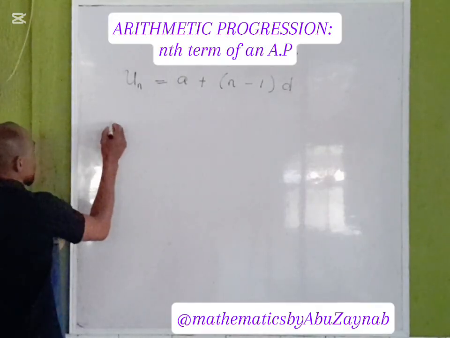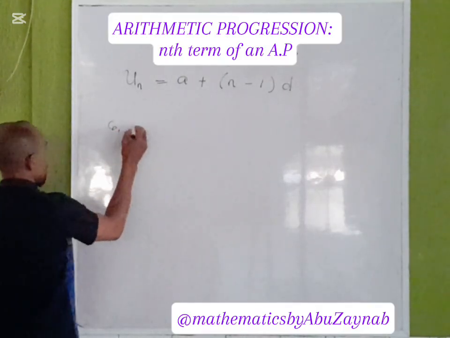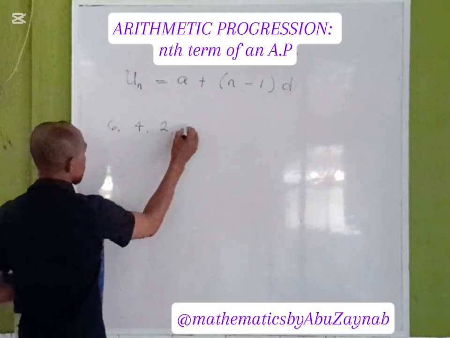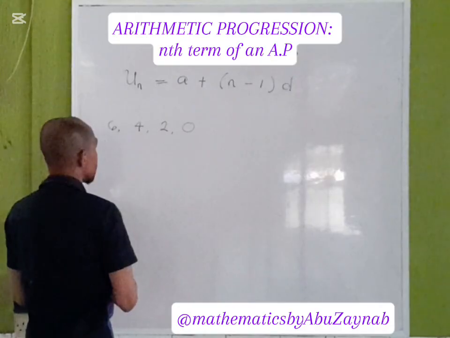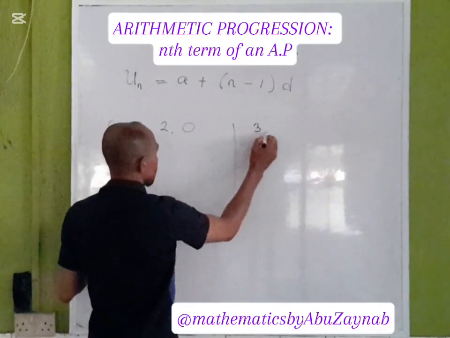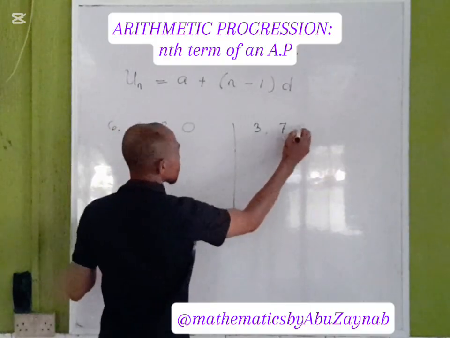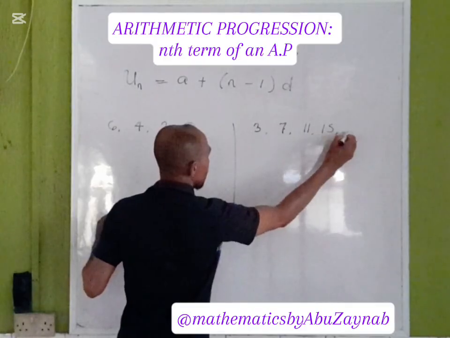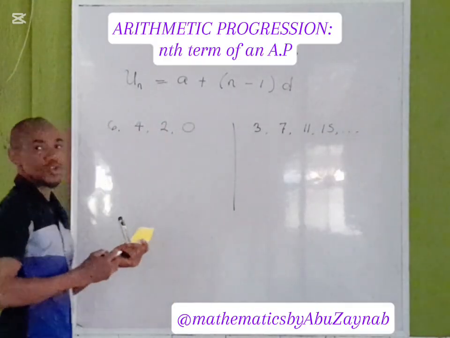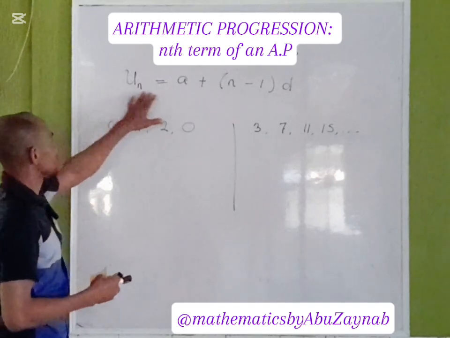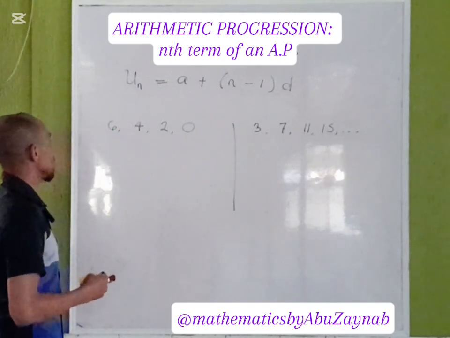Let's say we have 6, 4, 2, and 0 on one hand. Then here we have 3, 7, 11, 15 on the other hand. So using these two illustrations, I'll explain the concept of each of these parameters in the equation.